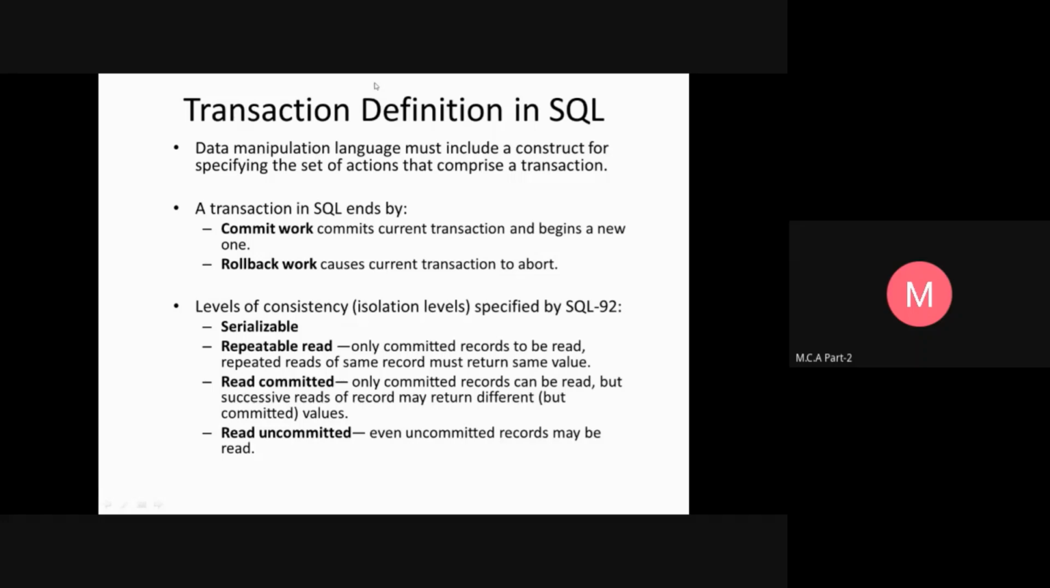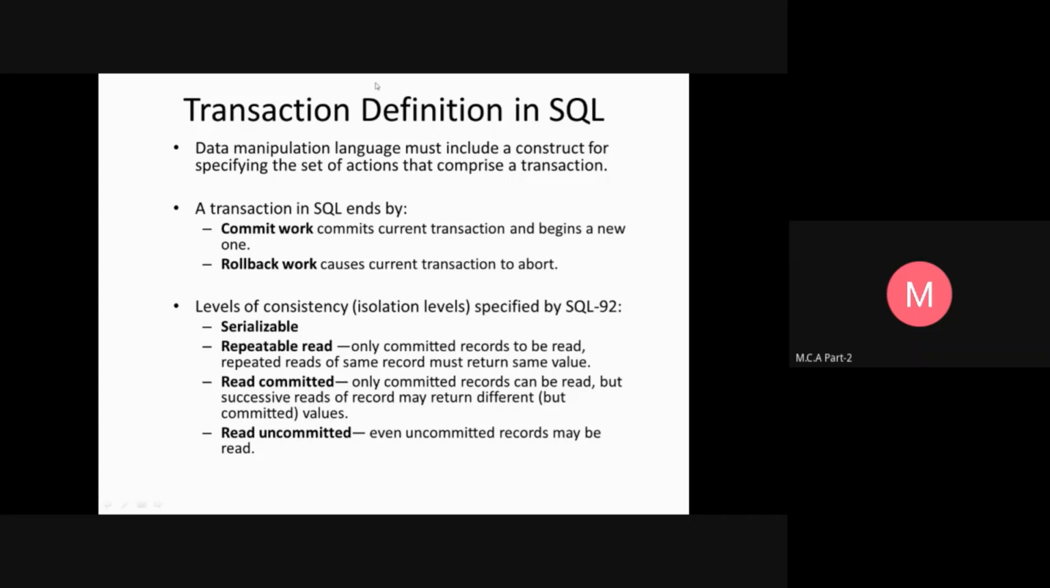Read committed: only committed records can be read, but successive reads of records may return different but committed values. In other words, although read committed allows only committed data to be read, it does not require repeatable reads. As we go down the different isolation levels, we are increasing the degree of concurrency, but reducing the possibility of these phenomena occurring. So we will see that.